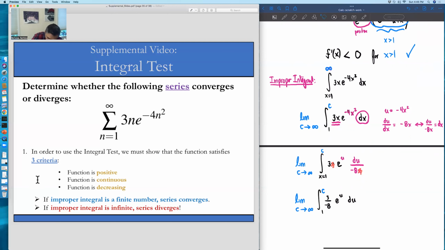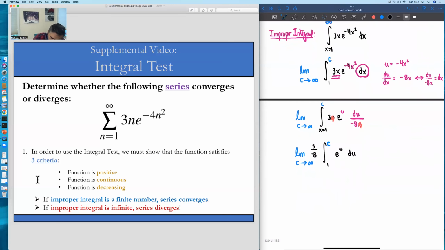So again, we can move that constant factor of 3 over 8 into this integral, or outside the integral, because it's just a constant. And now we just have the integral of e to the u left to do. So the antiderivative of e to the u, well, that's a nice one for us. That's just e to the u. So we have the limit as c goes to infinity of minus 3 over 8 times the antiderivative, which is e to the u. And we're evaluating that from x equals 1 all the way to c.